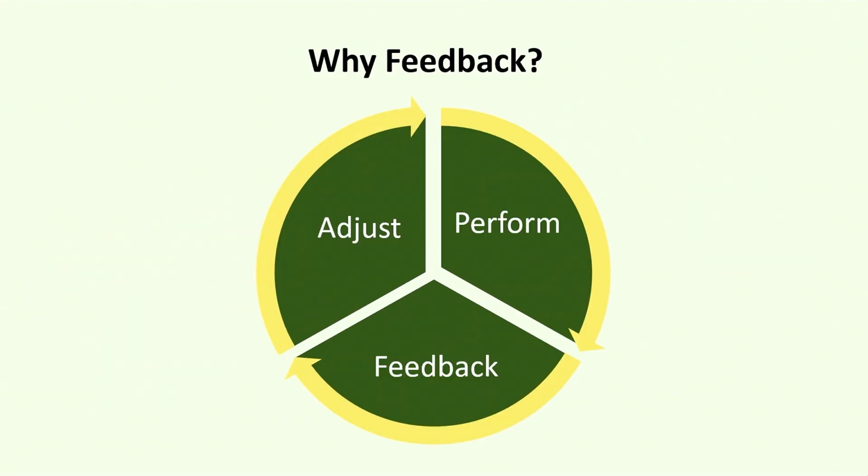So why do we give feedback? If you look at this feedback loop here, we look at the performance, the specific task or a process, and give that individual specific feedback on that task, so then they're actually able to adjust their current performance. Through this feedback loop, it's a continuous process.